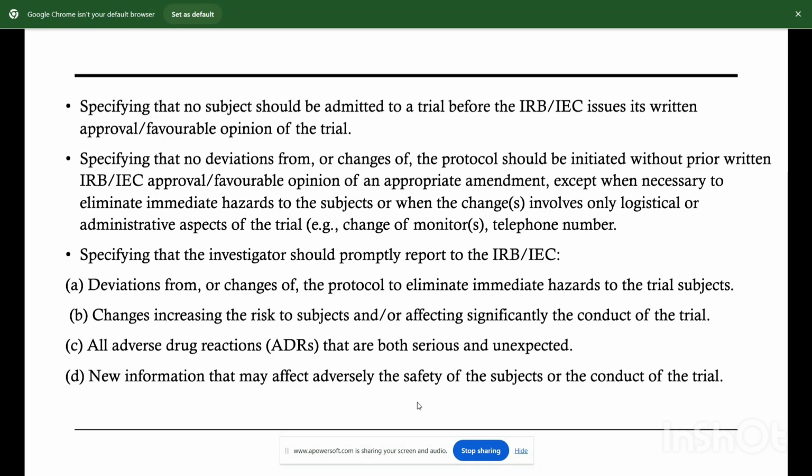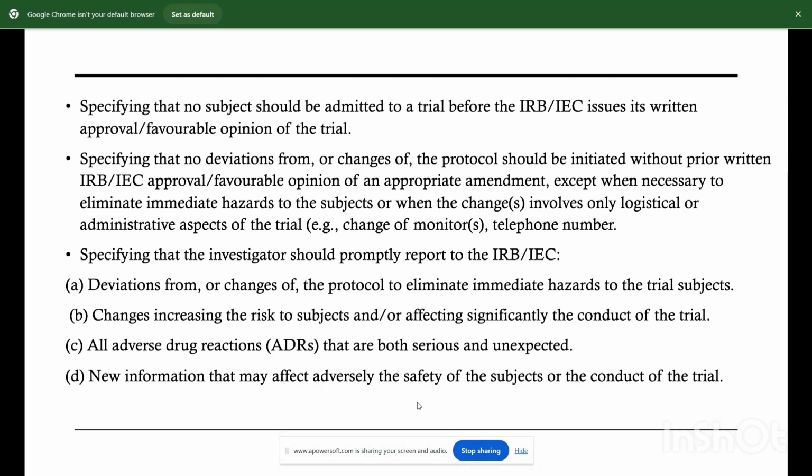If any deviation or change happens in the study to eliminate any immediate hazard to the trial subject, it should be informed or notified to the ethics committee in a timely manner. There is a possibility that a deviation may happen, so if any deviation happens, the investigator should inform the EC about it.